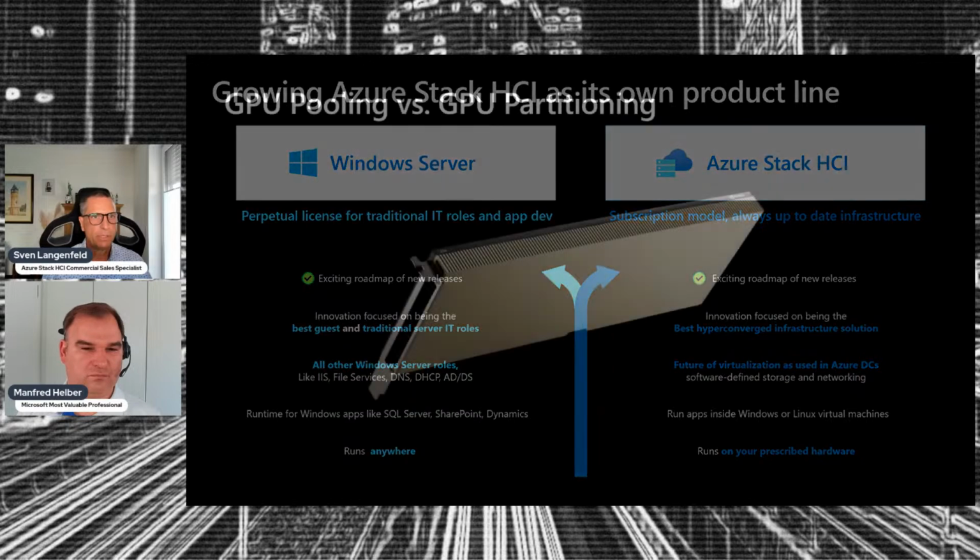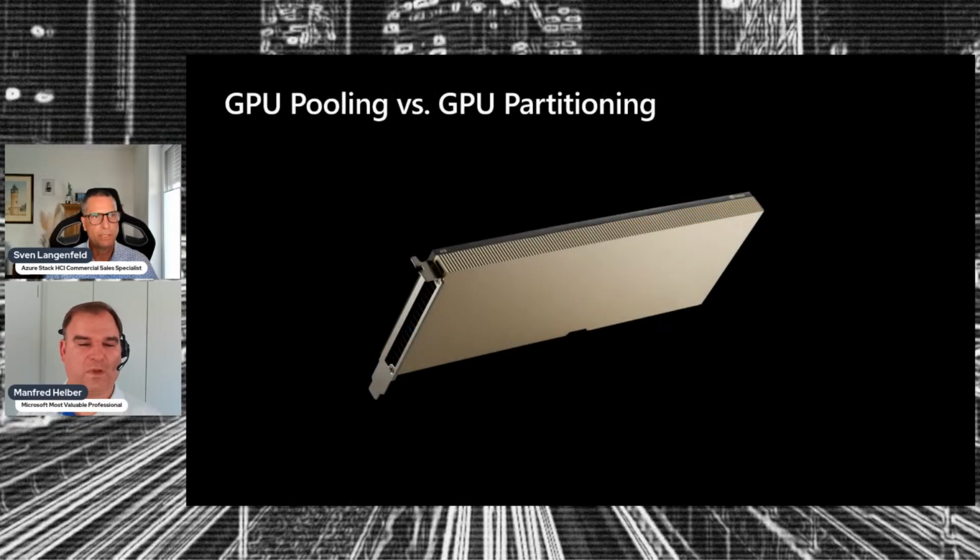One of the examples is GPU pooling and GPU partitioning. This is a feature we are missing in Hyper-V on Windows Server on premises. We did not have that in the past, but in Azure Stack HCI, we got this, pooling last year and partitioning this year, I think. And now we have features our customers want to have on Hyper-V as well. Now it's included in Azure Stack HCI. Maybe it will come in Windows Server in the next generation. No one really knows, but in Azure Stack HCI, you have it right now.